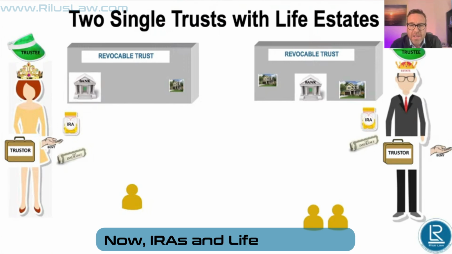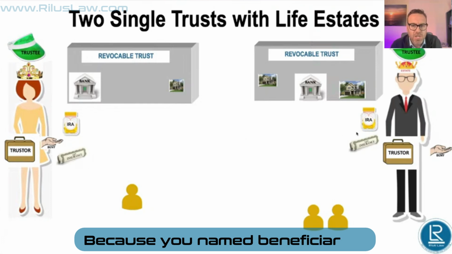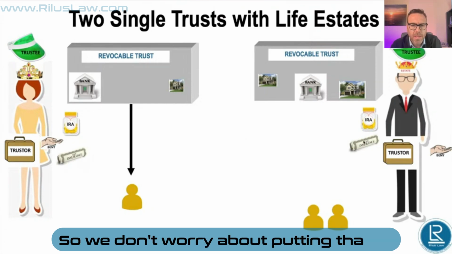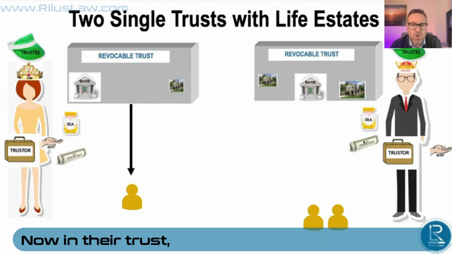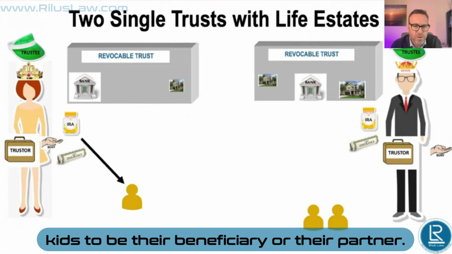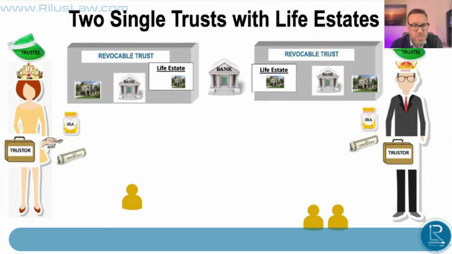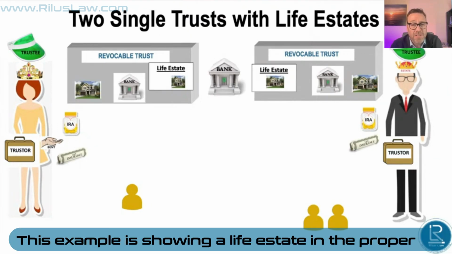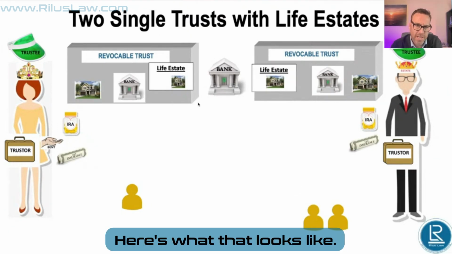Now, IRAs and life insurance generally stay out of the trust because you name beneficiaries. So we don't worry about putting that in. Now, in their trust, they can designate either their kids to be the beneficiary or their partner. And same thing with the IRA. So this example is showing a life estate in the property. Here's what that looks like.